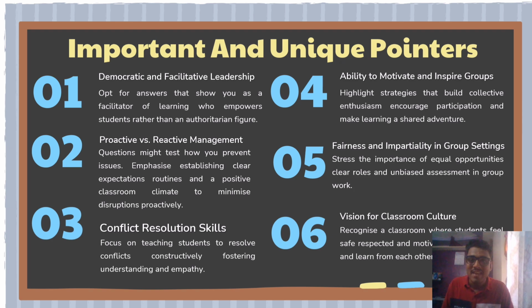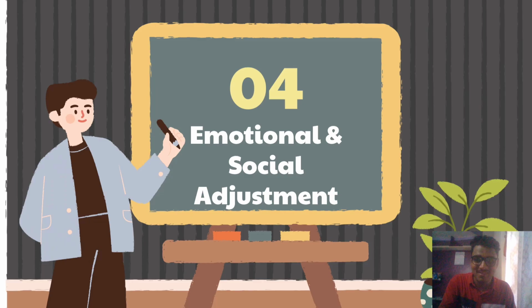Okay. Fairness and impartiality in group settings, of course, there should be no biasness, and vision of our classroom culture. You need to make sure that every individual in the classroom is contributing towards the activity, okay? And they're learning from each other. This is what a vision should be of a classroom. A positive classroom is a collaborative classroom. Moving on to emotional and social adjustment. Okay, this will talk about how a teacher should manage themselves and also manage their classroom emotionally.